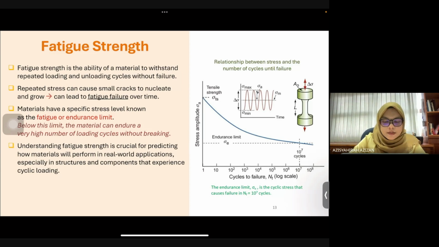Understanding fatigue strength is important to predict how materials will perform in real world applications, especially in structures and components that experience cyclic loading. For example, if you look at the wing of an aircraft, the wing is always vibrating during the flight, if you can see. This vibration, this loading and unloading, will make the structure of the wing prone to fatigue failure, right?